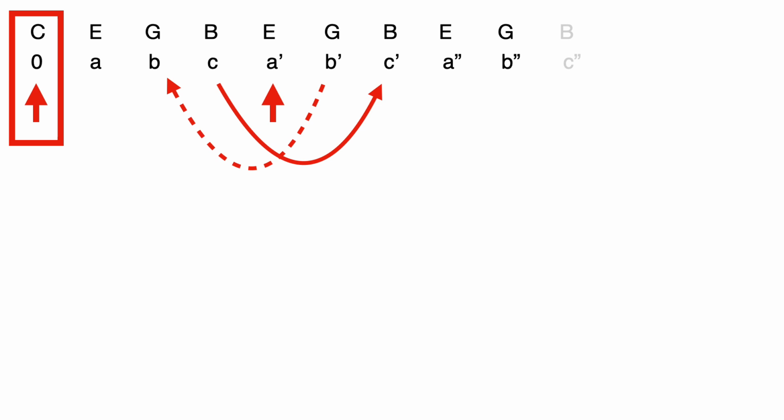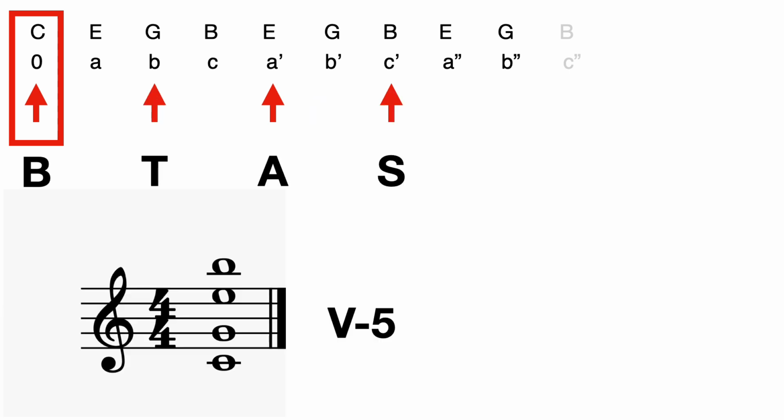Then if we move the B up an octave and the G down an octave, now we have what's called voicing 5, and this is what V5 looks like. And so this is akin to an open triad. We have an open triad on the bottom and an open triad at top.